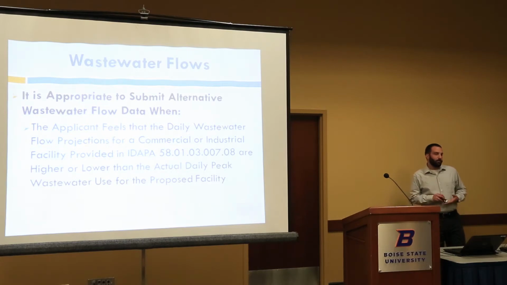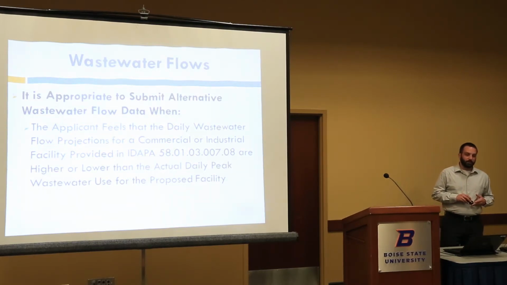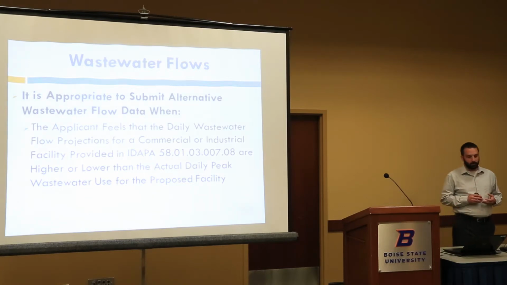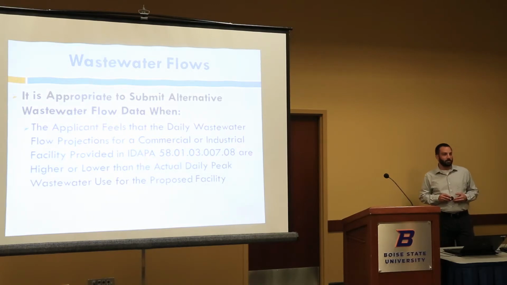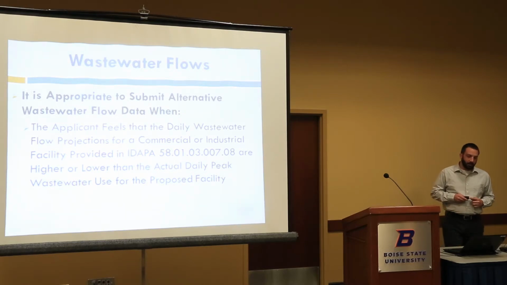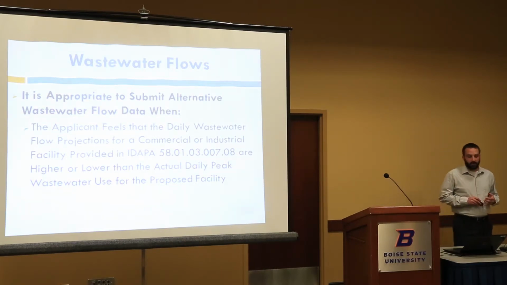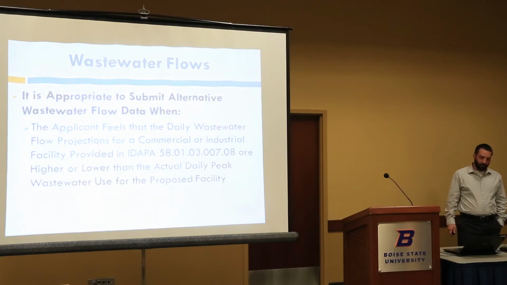It's also appropriate, if the applicant feels that the daily wastewater flow projections for a commercial or industrial facility that are provided in the rule are going to be higher or lower than the actual daily peak wastewater use from the facility that they're proposing. So if an applicant wants to increase their flows, that's not something the district's probably going to scrutinize too hard. They'll probably just accept, we're wanting to size this at a much higher rate than what you guys are saying we have to. But if you want to go lower than what the subsurface rules allow, or there's no data or information in the subsurface rules, then you have to go through this alternative process for proposing the flows.